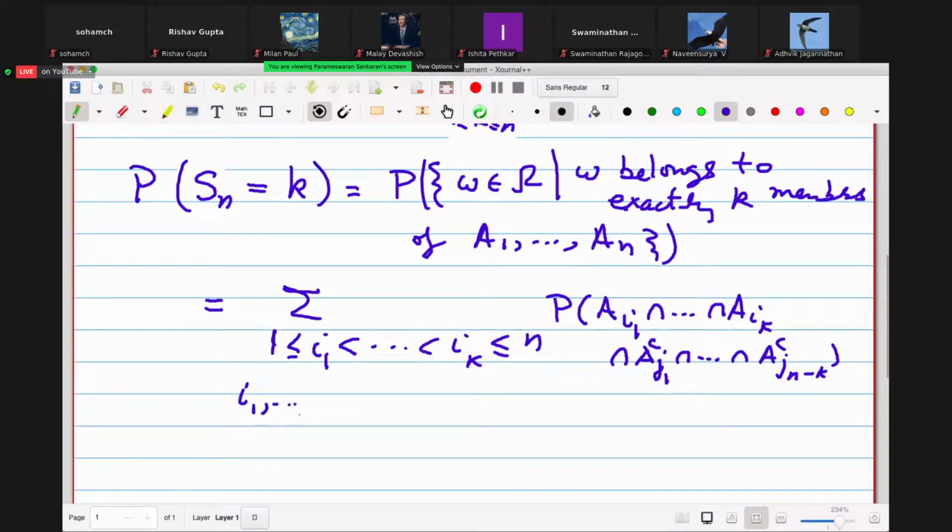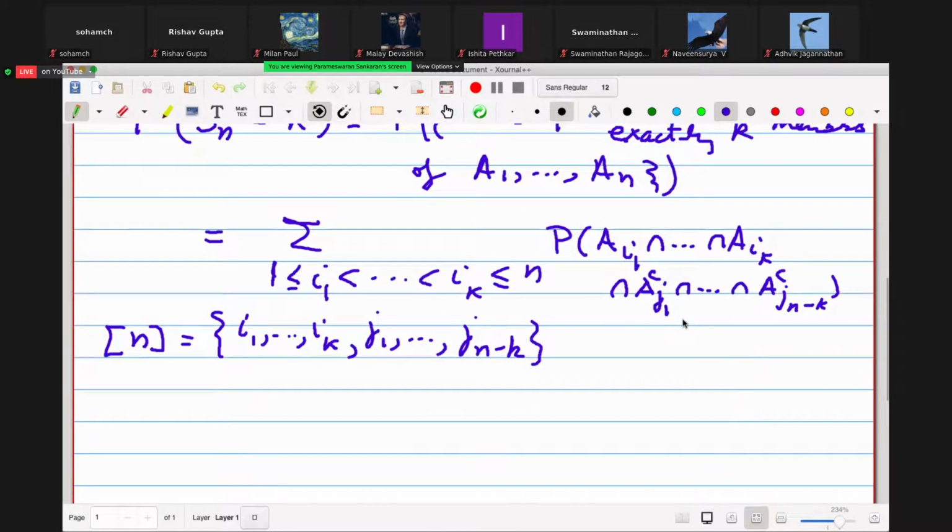I1, I2, ..., Ik, J1, J2, ..., J(n−k), that is exactly equal to the set. This is equal to, I just write it like box of n. So this means the set of integers from 1 to n. So it should belong to exactly k of them means this. But this is easy to calculate.